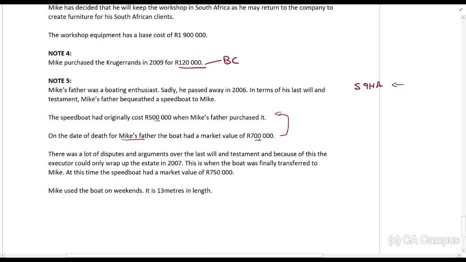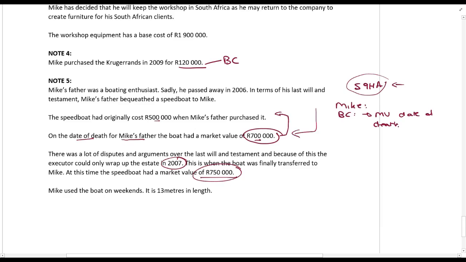Because section 9HA says you're treated as if you sold everything at market value. But now what you need to remember, if we are looking at Mike, Mike will have the base cost, which is the market value on the date of death. This is per section 9HA. This is the date of death, 700,000 rands. But then they say there was a lot of disputes and arguments over the last will and testament, and because of this, the executor could only wrap up the estate in 2007. This is when the boat was finally transferred to Mike, and now it had a market value of 750. So Mike got it when it was worth 750, but section 9HA says this market value, 700,000 rands, on the date of death, is what you'll use.